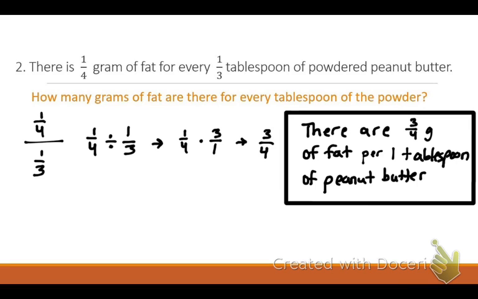The one thing I am looking for is your units, okay? Make sure you know this is the grams of fat, and this is the tablespoon of that powdered peanut butter, okay? If you have the wrong units, then your answer is incorrect. So make sure you've got the correct units there.